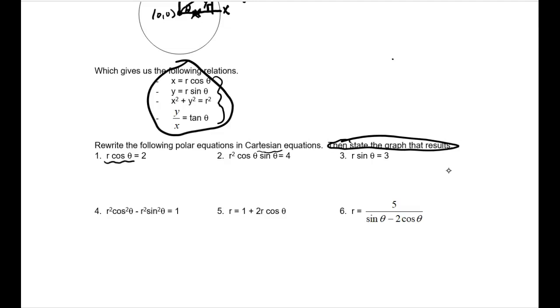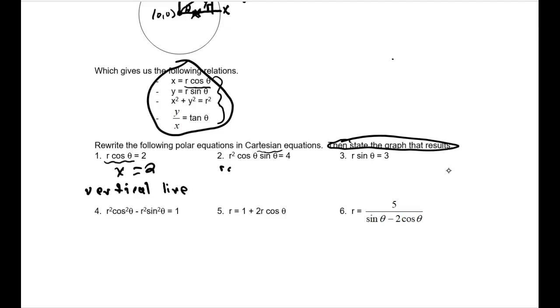So for number 1, this is a direct substitution. If you look at the top here, r cosine of theta is x. So that would be x equals 2. When I ask you what that graph would look like, this would be a vertical line, through the x value of 2.